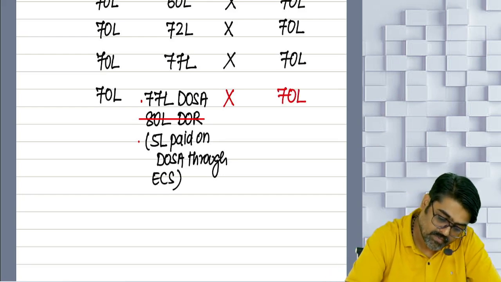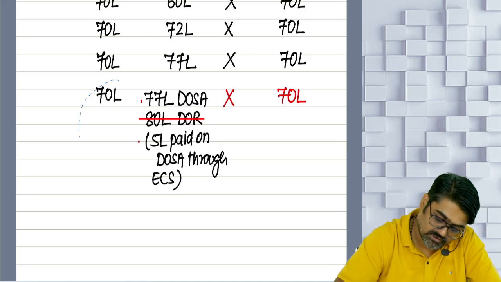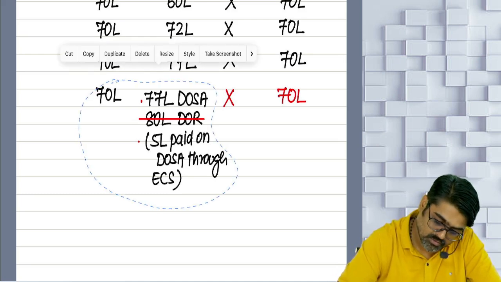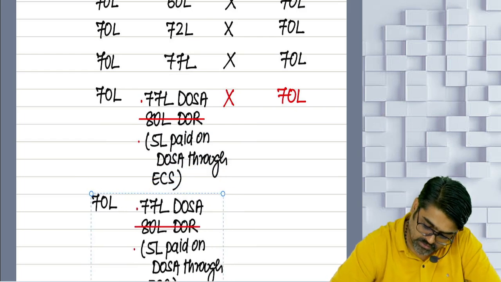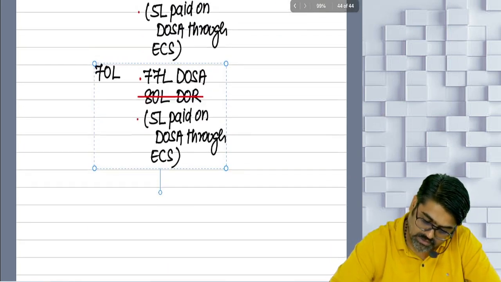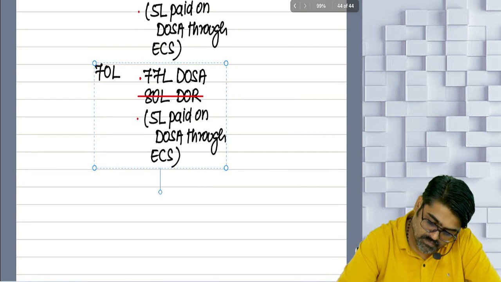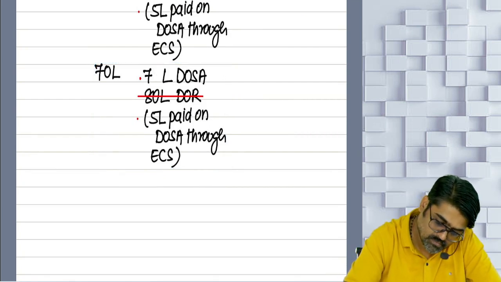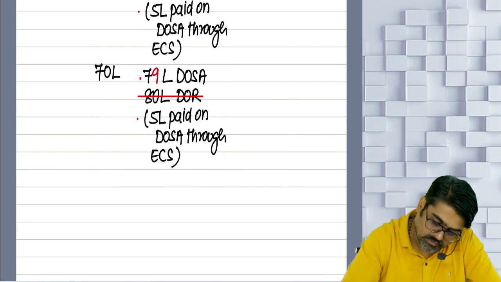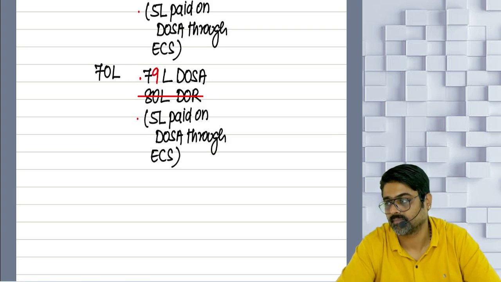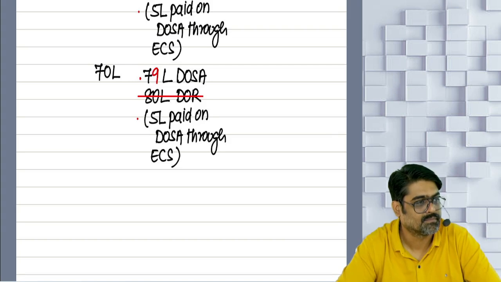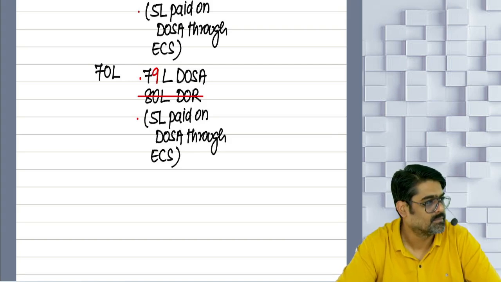Yes or no? Now the same case. Done, sir? This will be 79 lakhs. Now you say, 50C will apply, will not apply.